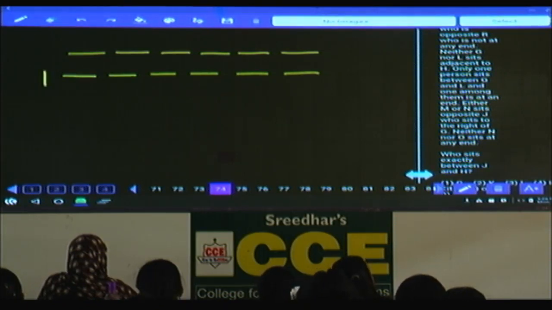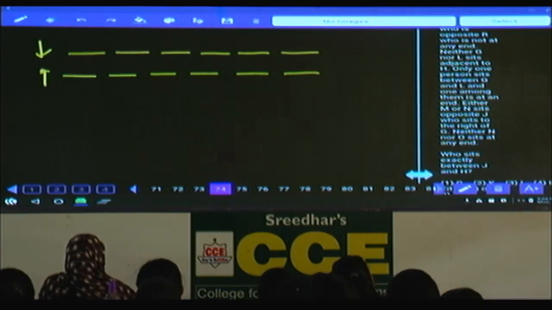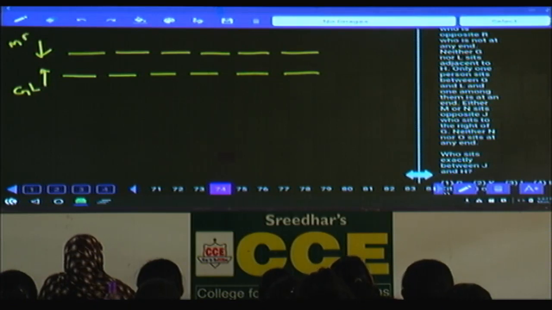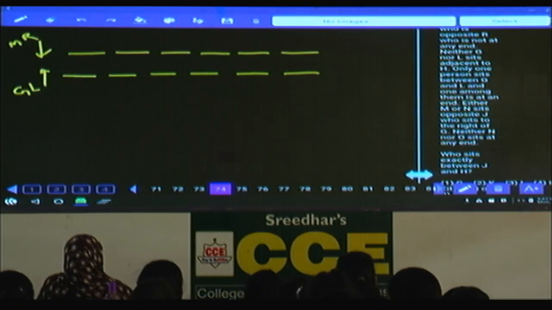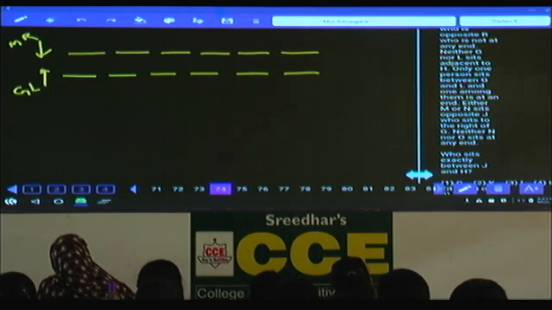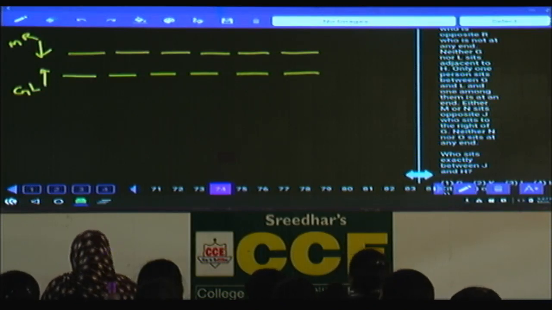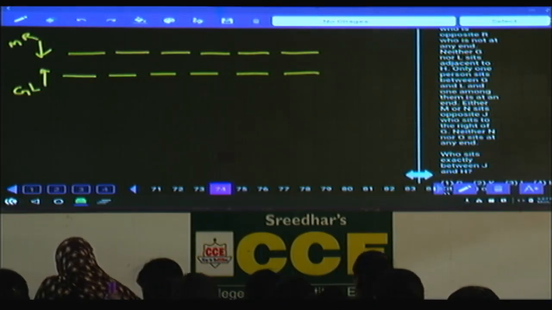Let us take teachers in one row and students in the other. The teachers are S, H, I, J, K, L and the students are M, N, O, P, Q, R. You can take teachers north or teachers south to get the same answer. Next, K sits adjacent to either L or G.